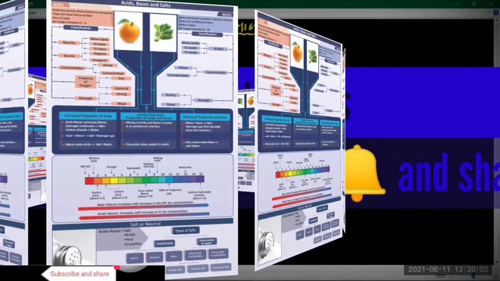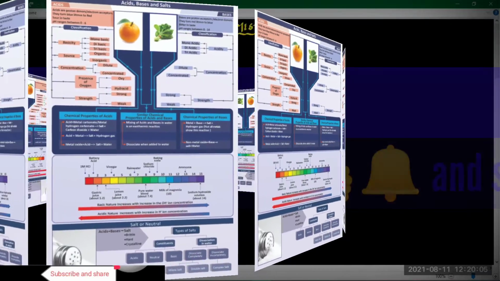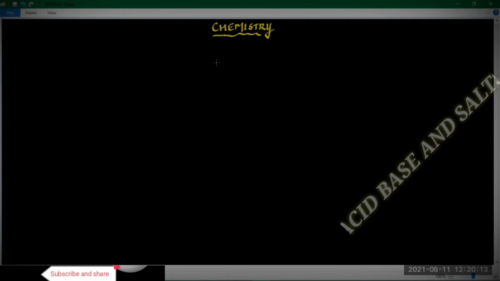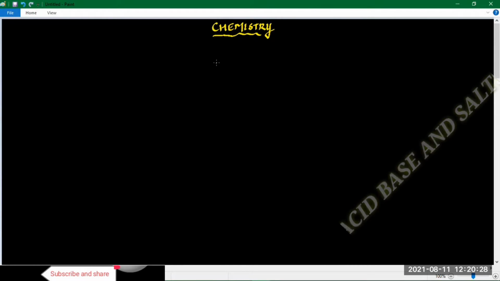Today we are going to discuss acids, bases and salts. This is a very important chapter for the ICSE 10th class, CBSE as well as for the state syllabus. So, acid, base, salt. Today we are going to discuss the meaning of each term, examples for each term, and classifications of acids, bases and salts.